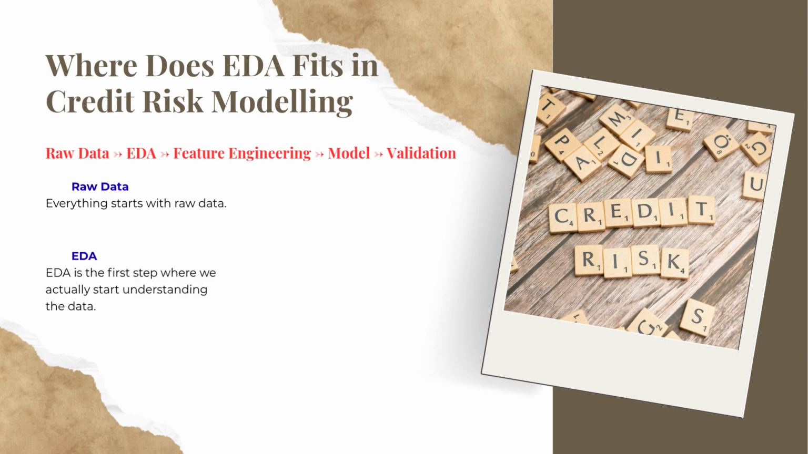Next is EDA. EDA is the first step where we actually start understanding the data. Here we check the quality of the data, we understand the variables and try to find the patterns. So basically, EDA converts raw data into meaningful insights. Next is feature engineering. Once we understand the data, we start transforming it. Here we create new variables, do binning, grouping if necessary, and prepare the variables for modeling. So EDA tells us what to transform and why.